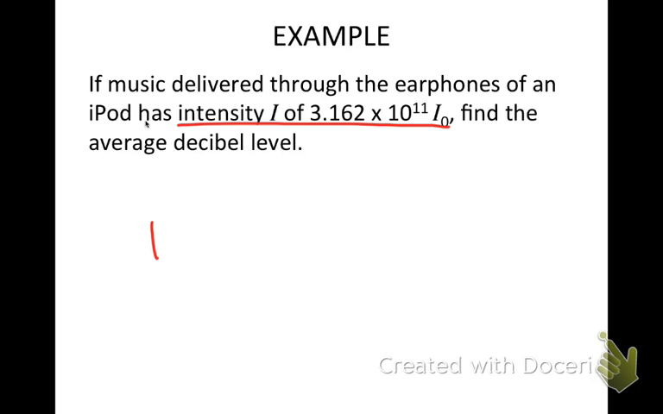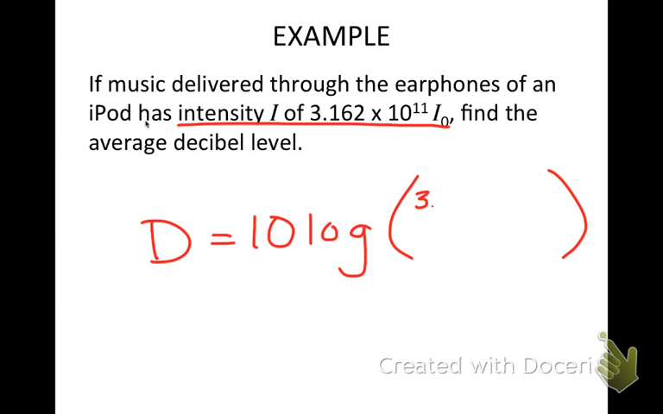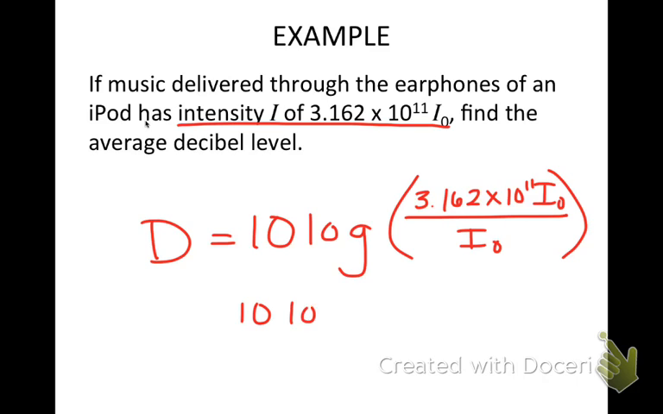So our decibel is equal to 10 times the log. And then we're going to type in 3.162 times 10 to the 11th I sub 0 all over I sub 0, which is nice because what happens to your I sub 0s? They cancel out. So really all I'm going to be typing into my calculator is 10 times the log of, now we can't really do scientific notation, so what's that 10 to 11 going to do?